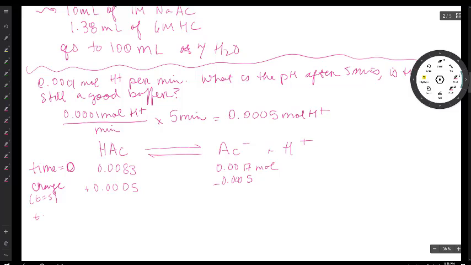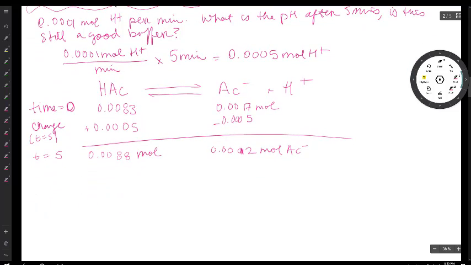And as a result, at time equals 5, if we measure the pH at the end of the reaction, we should see 0.0088 moles of acetic acid, 0.0012 moles of A minus, and also H plus by extension. So if we were to measure the pH, 4.7 plus the log of 0.0012 over 0.0088. You can trust me that we would get a pH of 3.83.